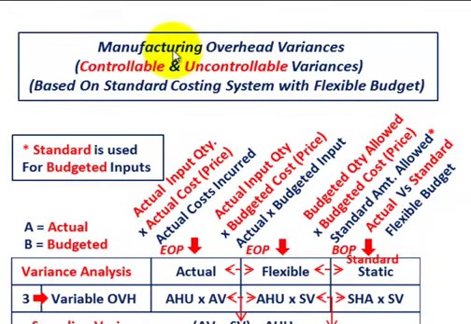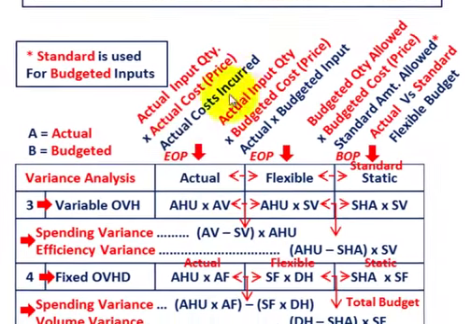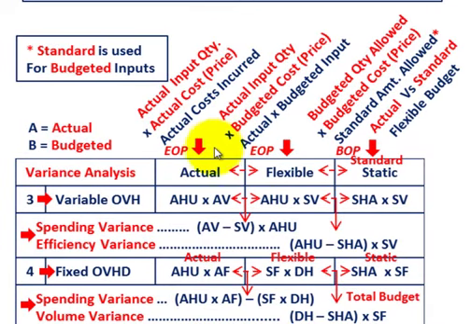What we're going to be going over here is manufacturing overhead variances, and we're going to be looking at controllable versus uncontrollable variances, and it's going to be based on a standard costing system using a flexible budget. Okay, so to start with here, we'll just look at it in table form.